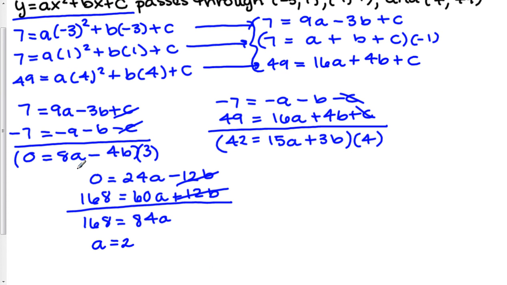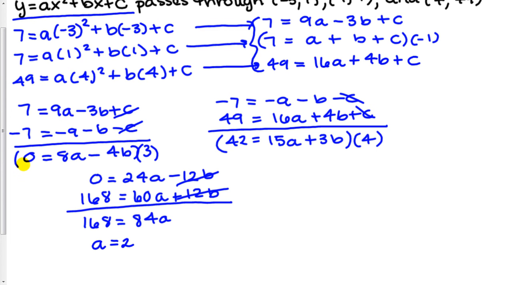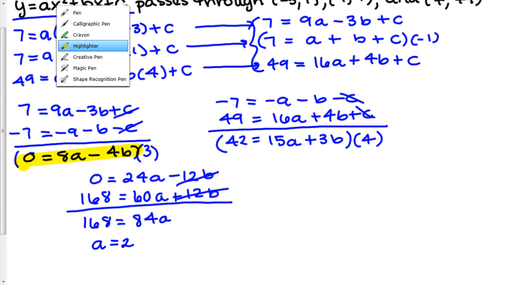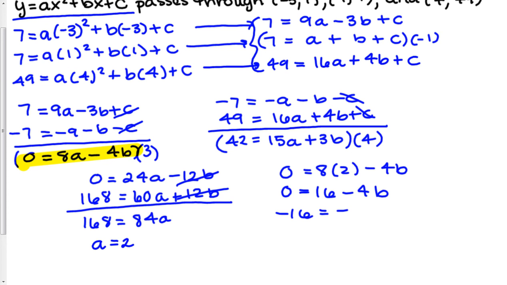Now that I know A, I can substitute it into one of these two equations to get B. I'm going to use, for the sake of the smaller numbers, this equation right here. So 0 equals 8A, which we found to be 2, minus 4B. 0 equals 16 minus 4B. Negative 16 equals negative 4B. Divide by negative 4 and we get B equals 4.